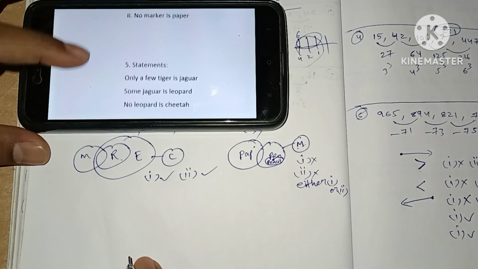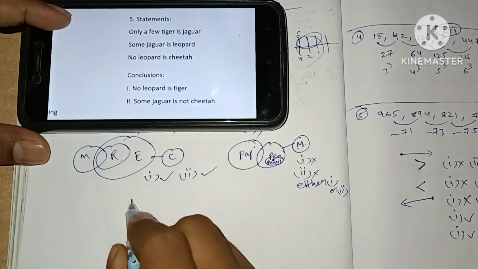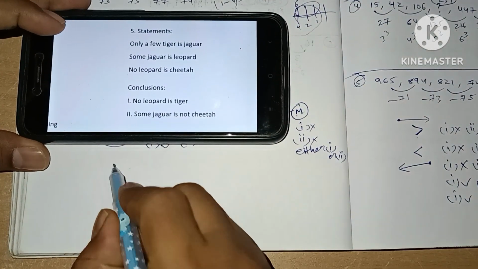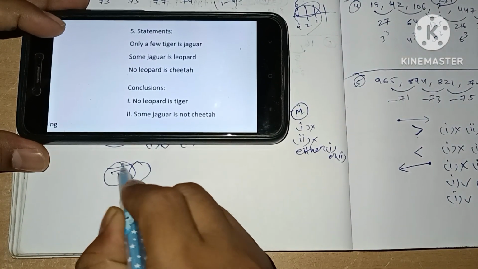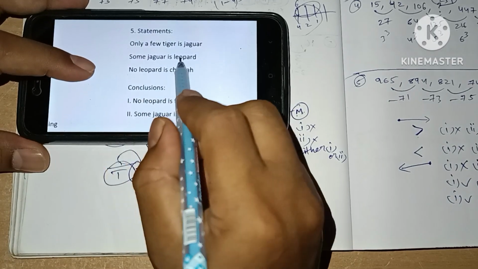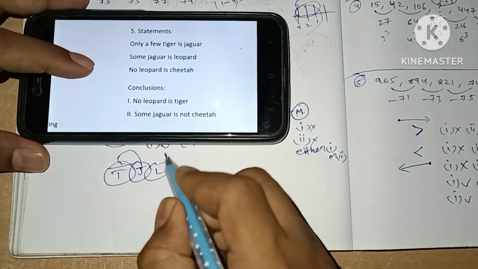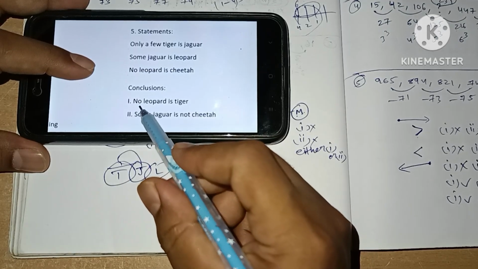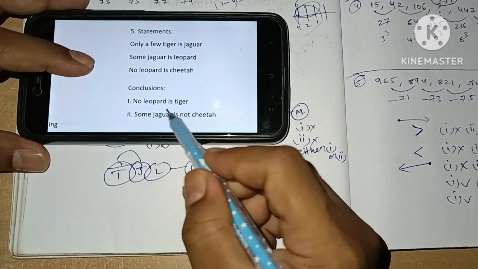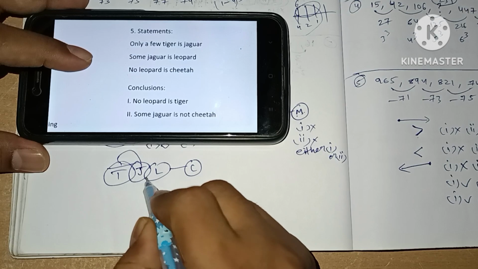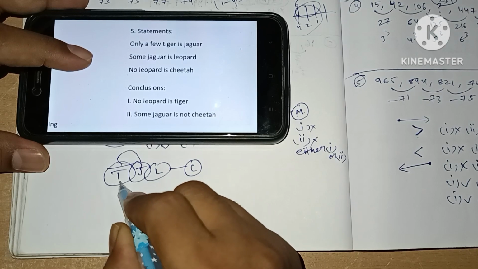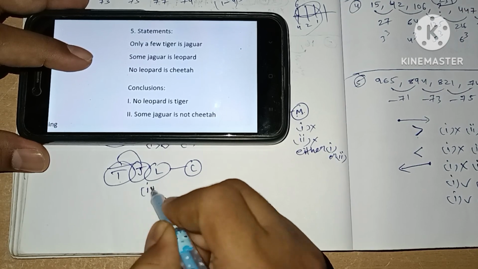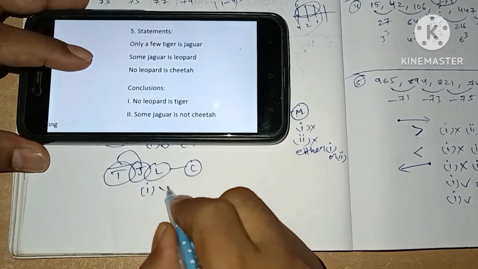Next, fifth question. Only a few tiger is jaguar. Some jaguar is leopard. No leopard is cheetah. Conclusions: no leopard is tiger. We check some leopard can be tiger. Some leopard can share with tiger. Yes, it is possible. Some case possible means no case will be false.